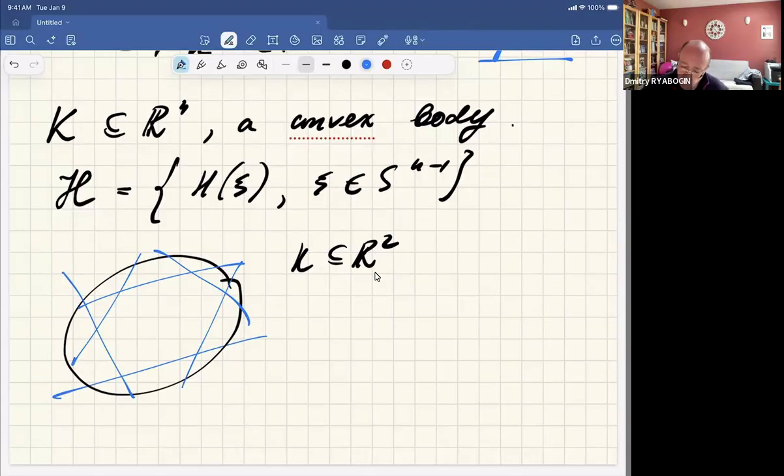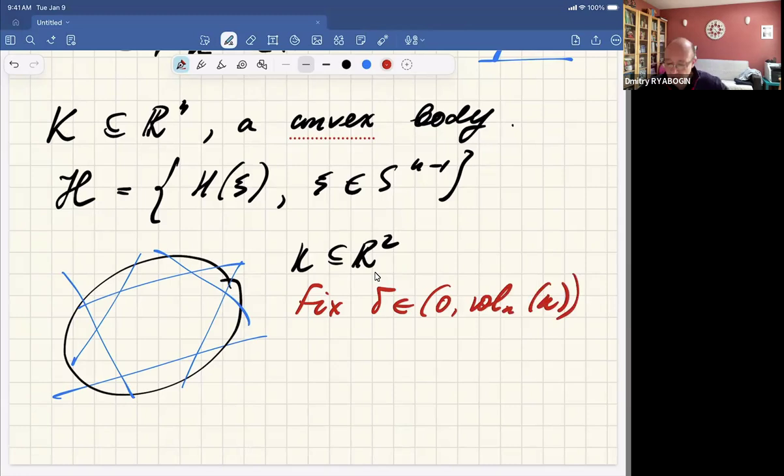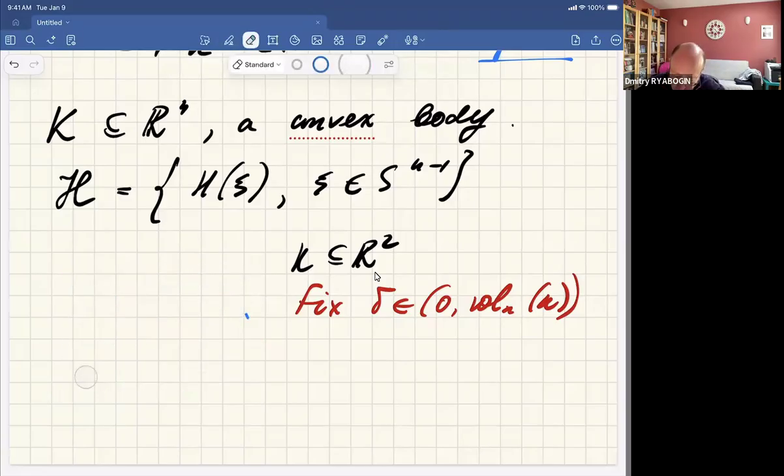But how I want to do it: I want to fix a number delta between 0 and the volume of the body. And please fix it once and forever. It is independent of anything. And then I'm going to consider, maybe let me make a picture here. Let me erase this, and I will make a better picture.